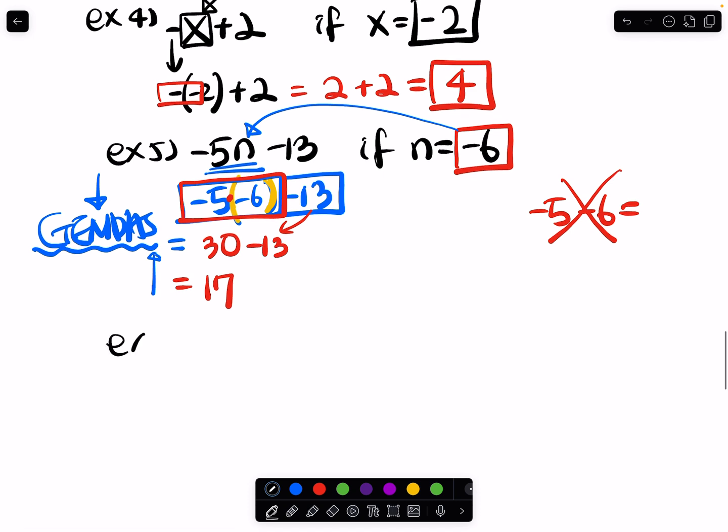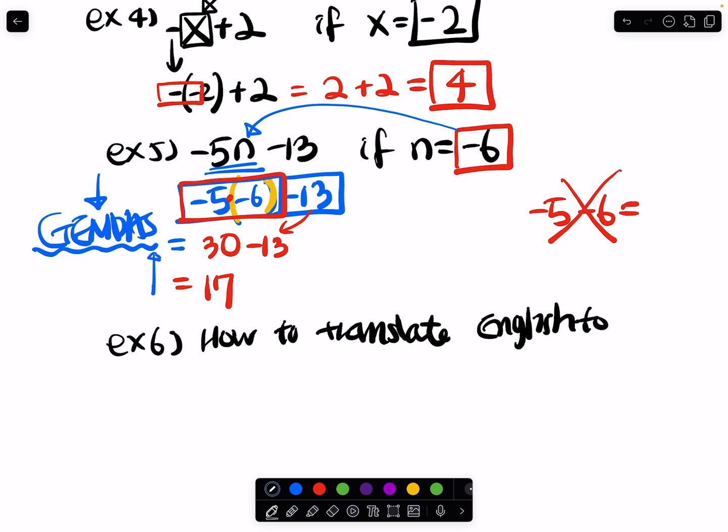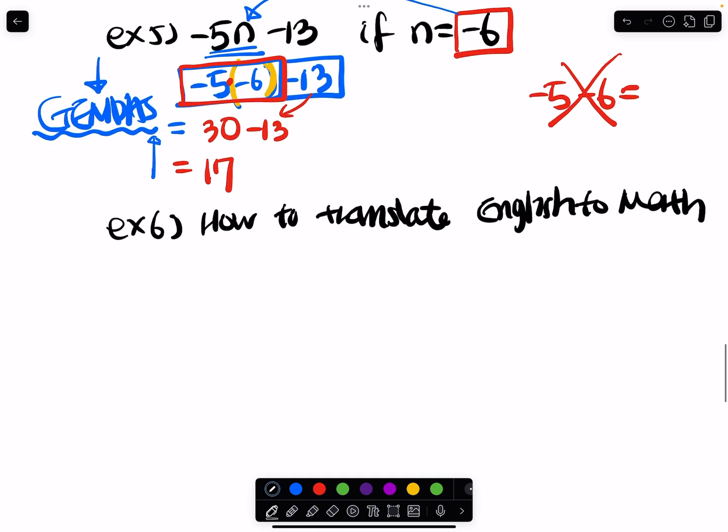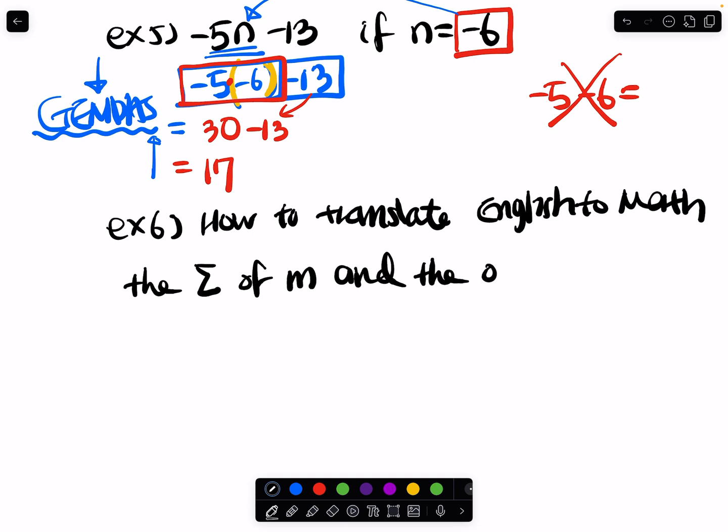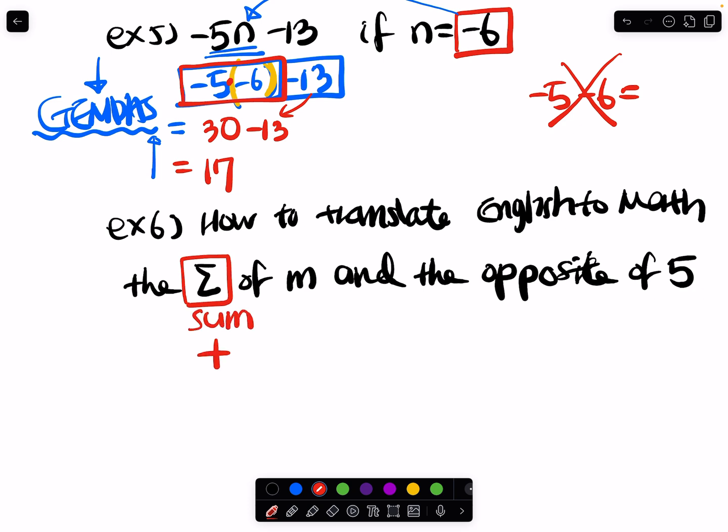Next, then we learned how to translate English to math. Ready? English to math. For example, I'm just grabbing problems from your book. For example, the sum, I taught you sigma, right? Sum of m and the opposite of 5. Let's take a look at some words. There are definitely hint phrases and words that you recognize and you know how to translate to mathematical terms. For example, sum, okay? That's an addition, isn't it, right?